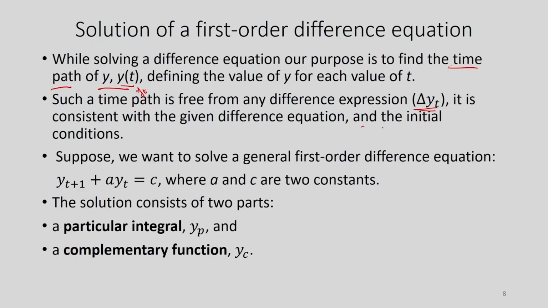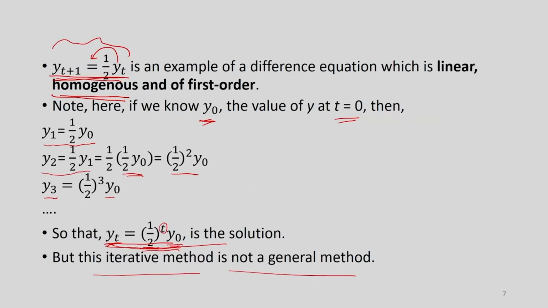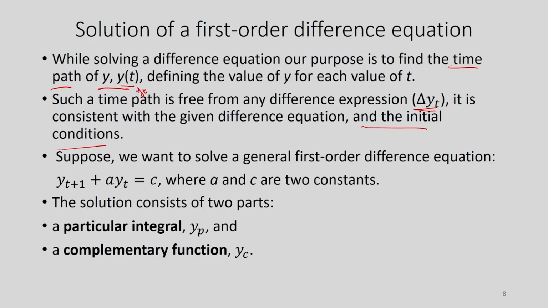And the initial conditions. What is meant by the initial conditions? This is an example of an initial condition: that at t is equal to 0, I know what is the value of y. It is given by y0. So, that is an initial condition. So, the time path or the solution of the difference equation has to satisfy these criteria.